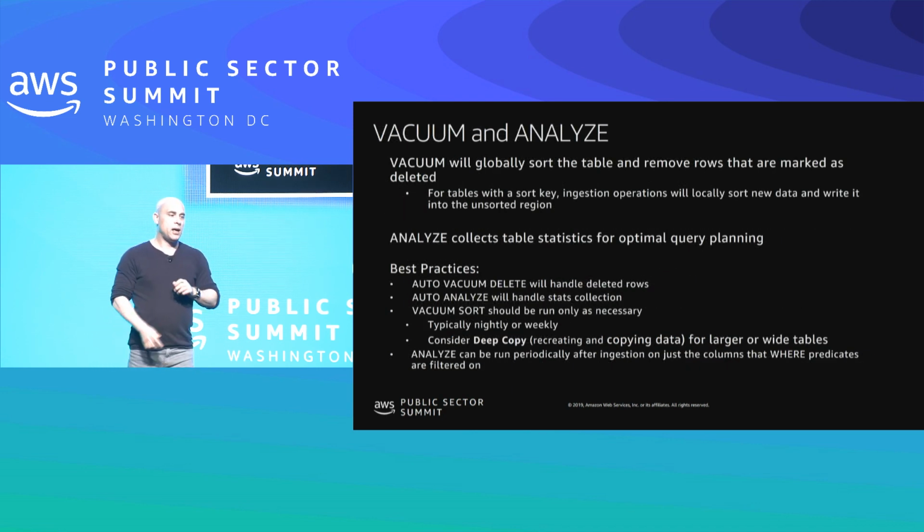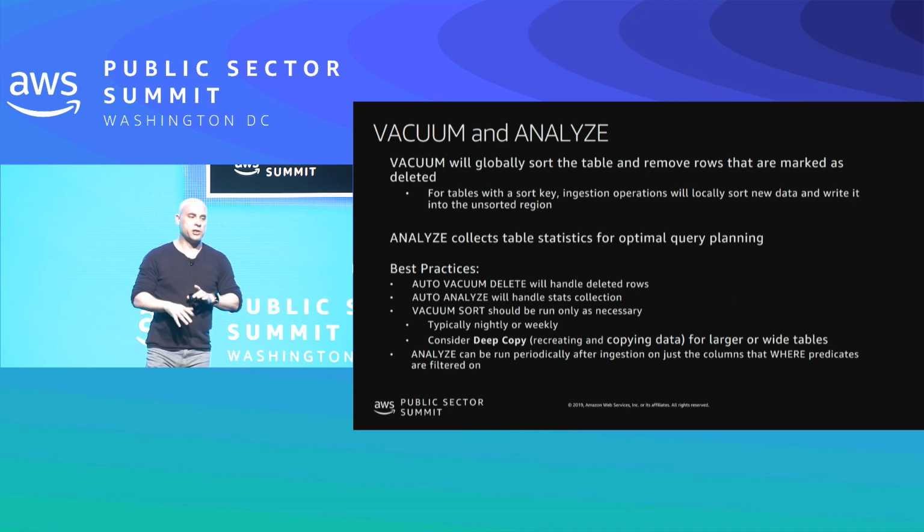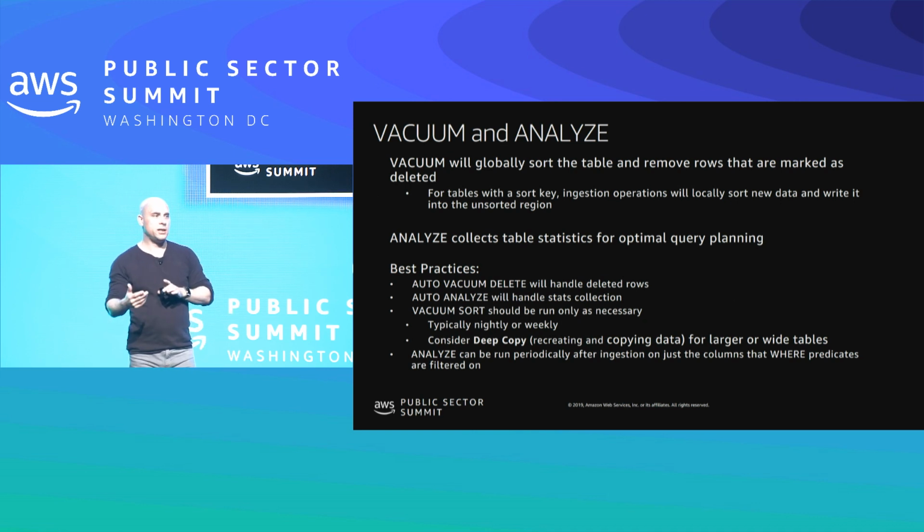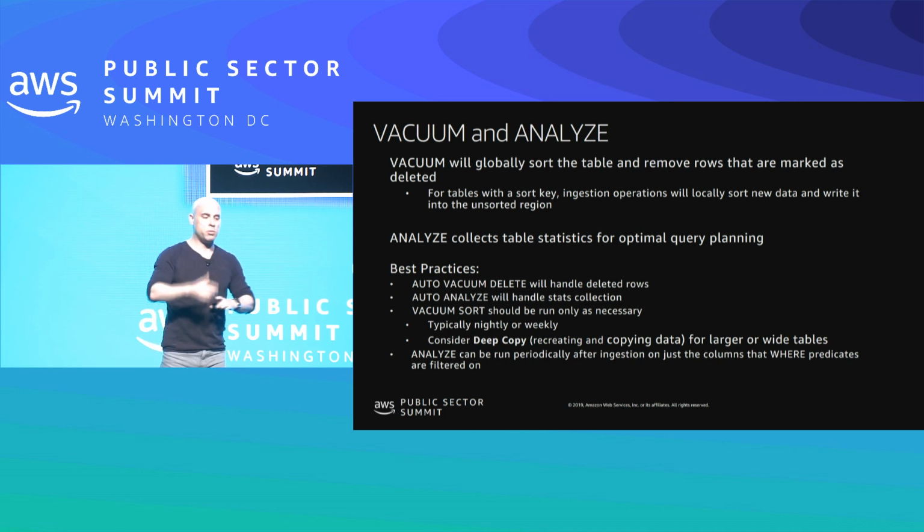So vacuum and analyze, I've kind of mentioned them a little bit. Vacuum delete, we now have auto vacuum for deletes. We also have auto analyze. Vacuum does two things. It removes the deleted records, and it also resorts the table, so the table is globally sorted. The delete portion of it is fully automated now. It's not something you need to worry about.